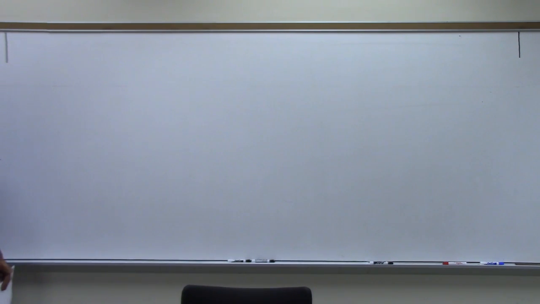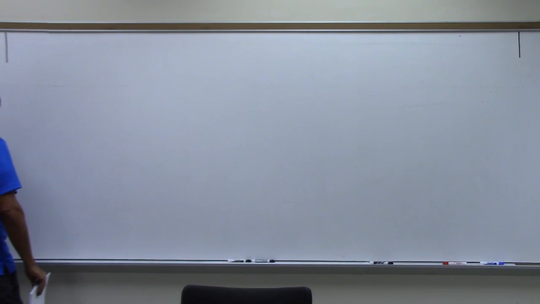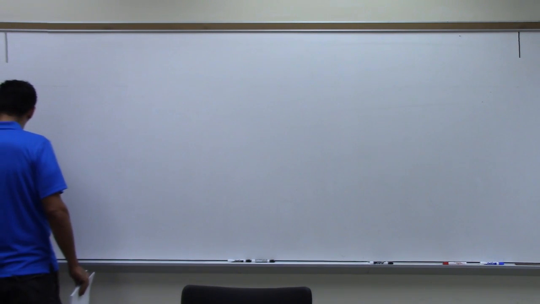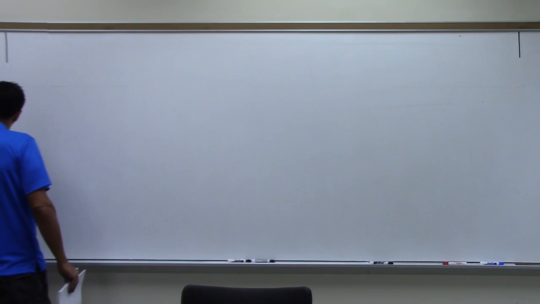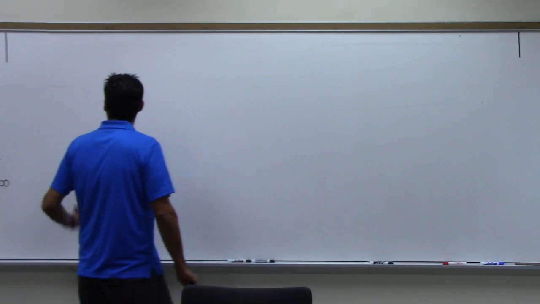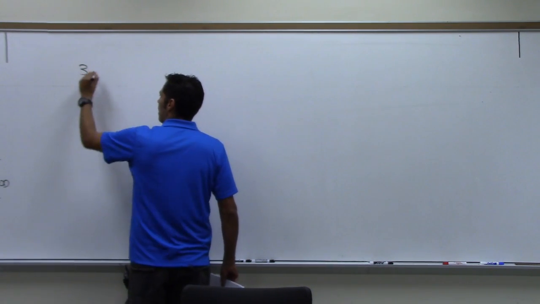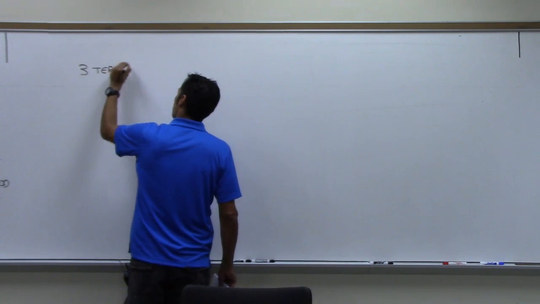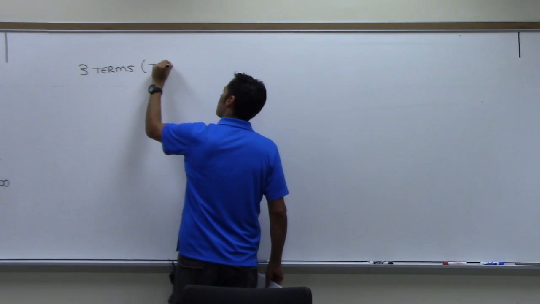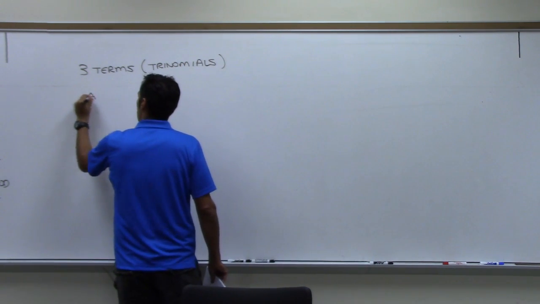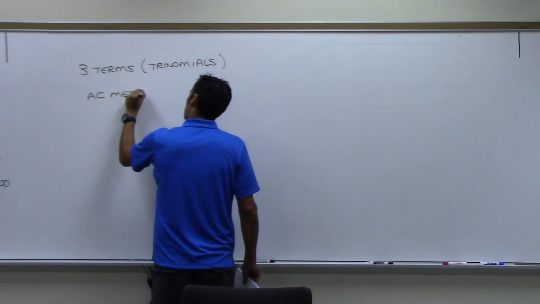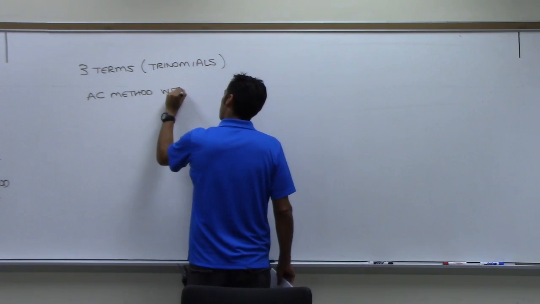If 3 terms, then we do what we call the AC method with grouping. Okay, so 3 terms, that's not on camera, so I'm going to put it here. 3 terms, which we call trinomials. Then we use what's called the AC method with grouping.